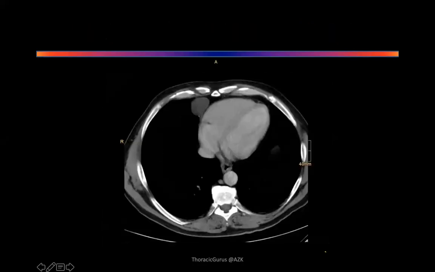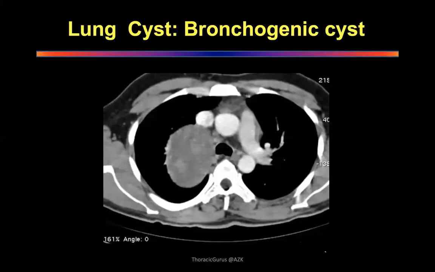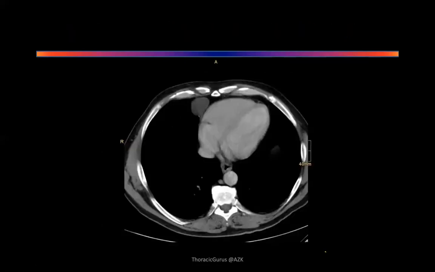Okay. Can it be an esophageal duplication cyst? Stop. It cannot be an esophageal duplication cyst. Let me go back. Because the esophagus is here. Look, here is the esophagus. Can you see that? Here, it's not there. But if you want to call it, you can call it. But usually esophageal duplication cyst, we'll come to that. Just be patient.